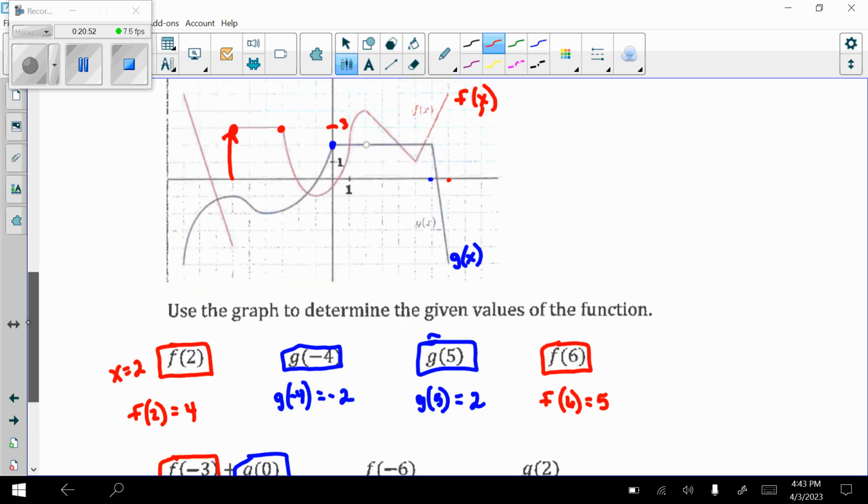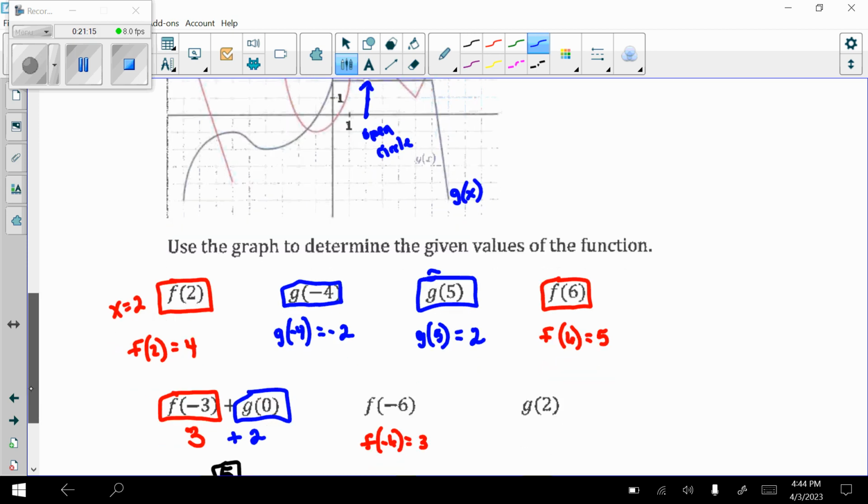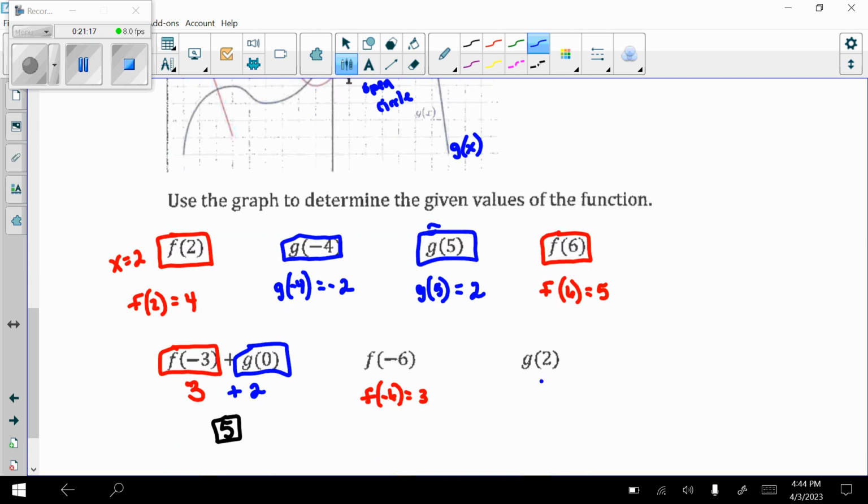Okay, so g of 2, get rid of these points that I have. g of 2 is right here. If I go up, that is an open circle. So g of 2 does not exist. So it's kind of like an empty y value.